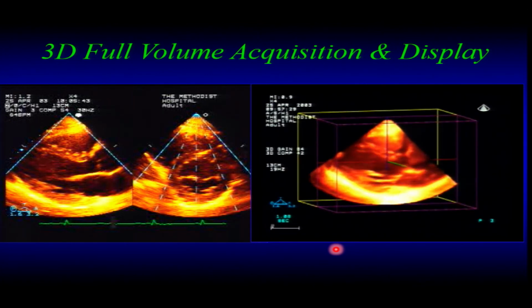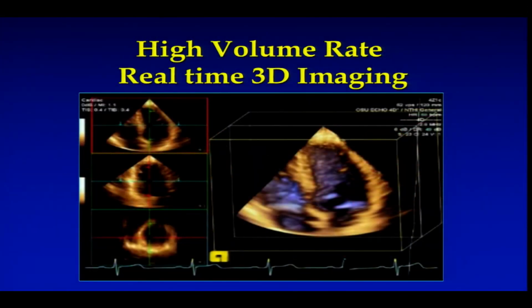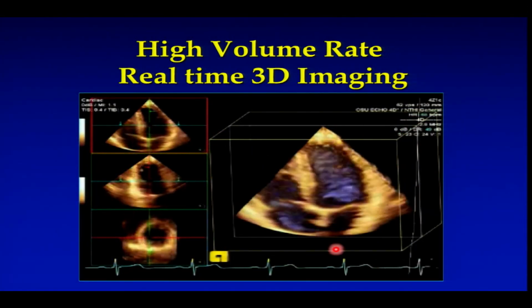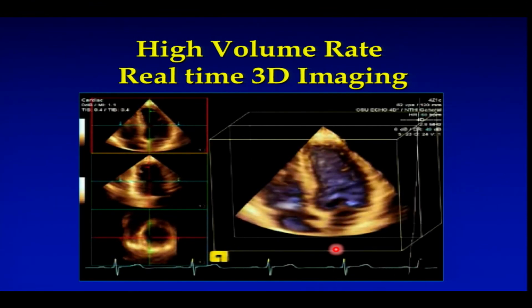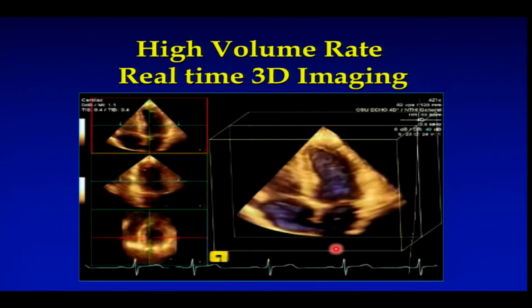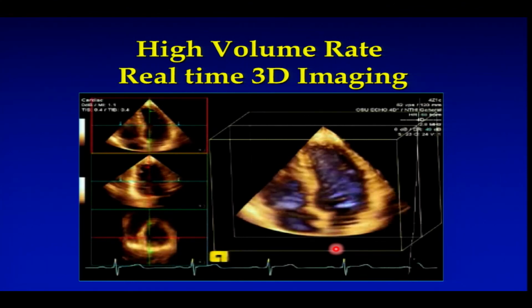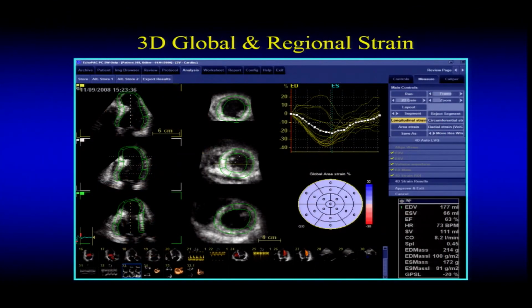Where it starts looking good is when you start playing with it, when you start cutting through inside, rendering it in 3D and so many other things. And nowadays, you can have what's called a high volume rate. So instead of frame rate, volume rate. So you could do imaging in 3D in real time, so you don't have to stitch images, stitch cycles. And I think it's really a great technology.